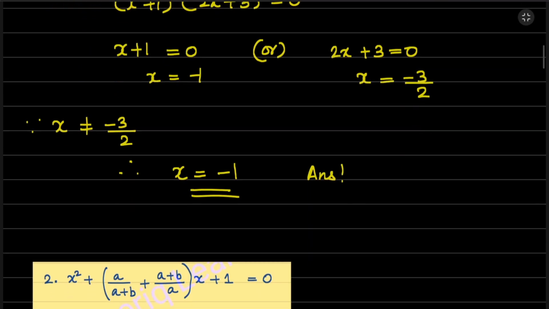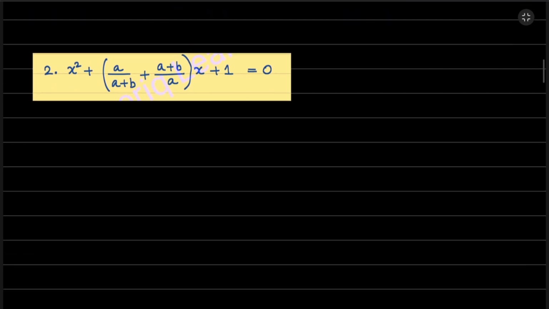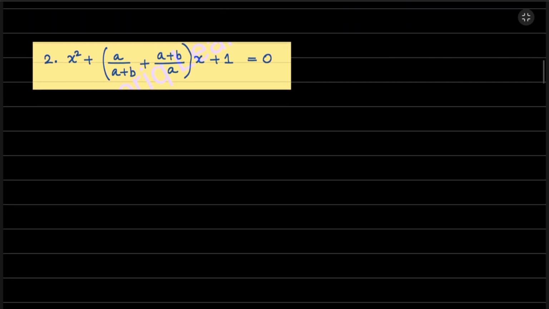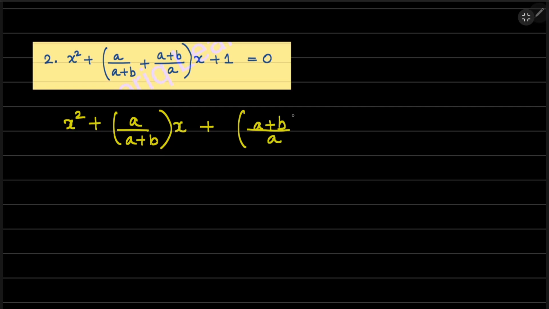Hope it is clear. Let's move on to the next question. x square plus, within bracket, a by a plus b plus a plus b by a, into x plus 1. It's very easy. So you are having four terms essentially. So x square plus a by a plus b multiplied by x plus a plus b divided by a multiplied by x plus 1 equal to 0.